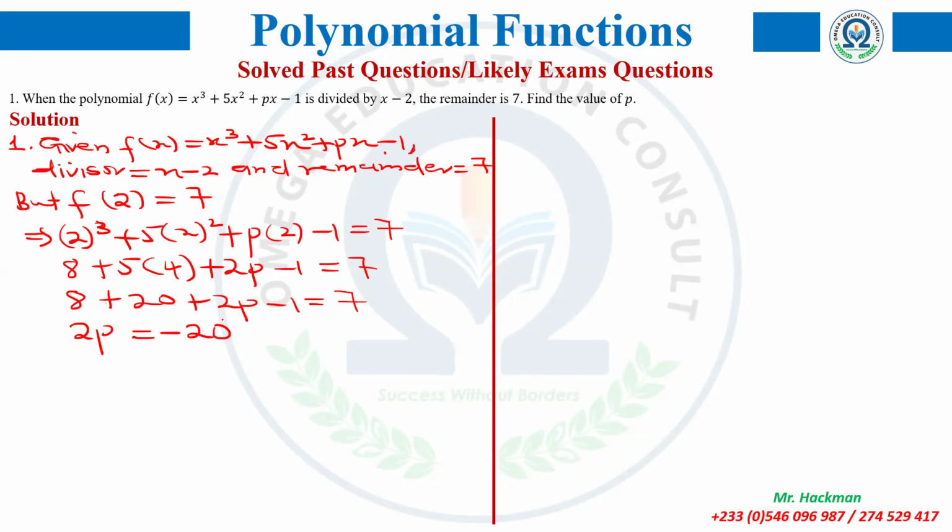Yes. If you want to combine this, somebody can choose to write here 27 plus 2p is equal to 7 before coming to this. But you can always do this one mentally.